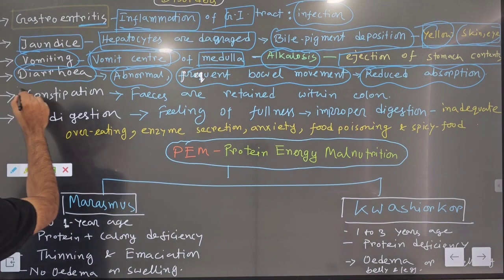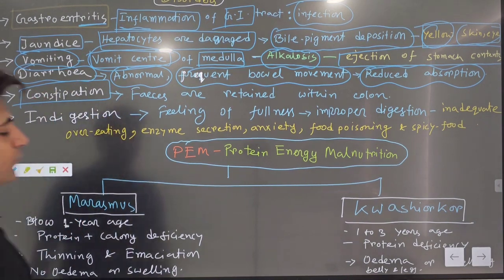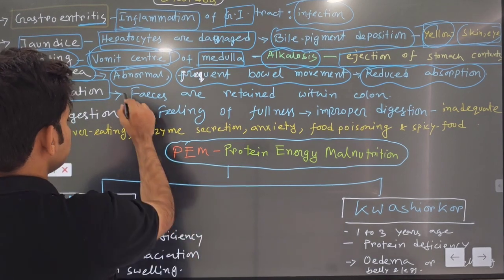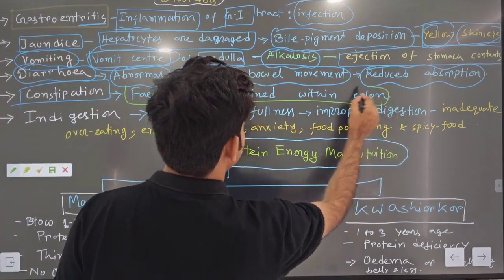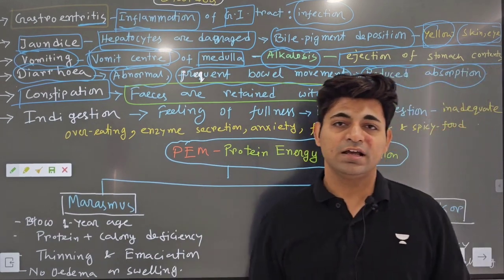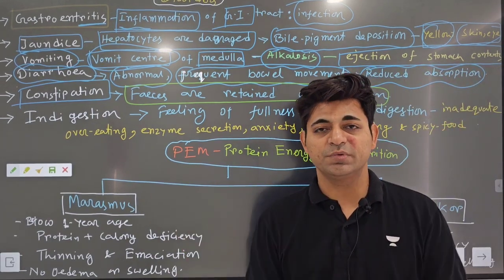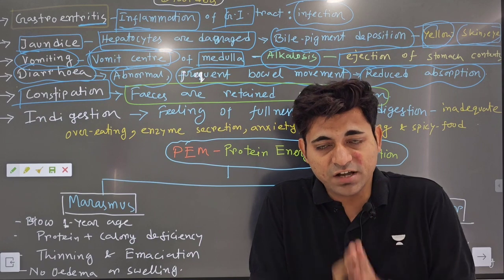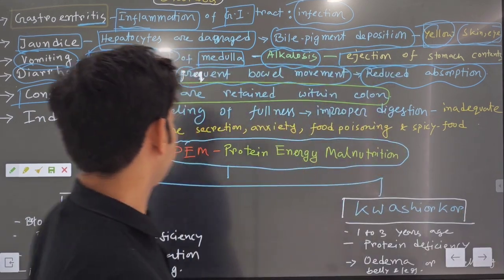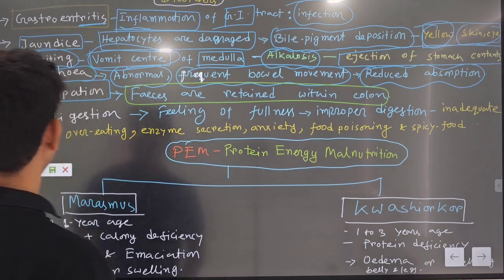Now next, constipation, the opposite phenomenon of diarrhea. Here feces are retained within the colon. Irregular bowel movement will be there, because too much absorption will be there and the fecal matter will get stuck in the colon region, and so there will be pain.